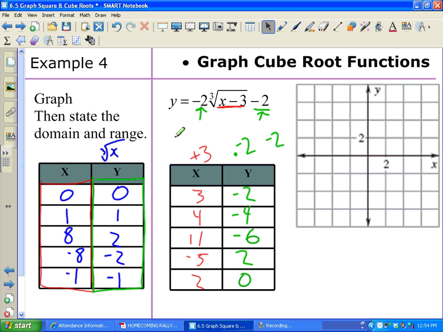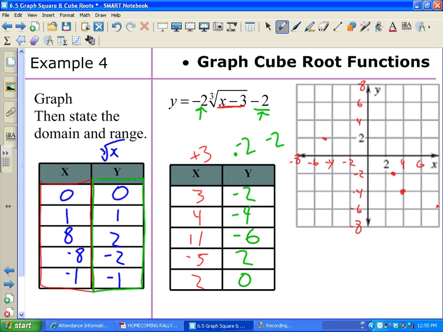Plot those coordinates and graph. 3, negative 2. Again, I'm scaled by 2's here. 3, negative 2. 4, negative 4. 11, which is off my graph. Down here, negative 6. I'm going to kind of try to put it over there. It's off my graph, though. I have negative 5, positive 2.